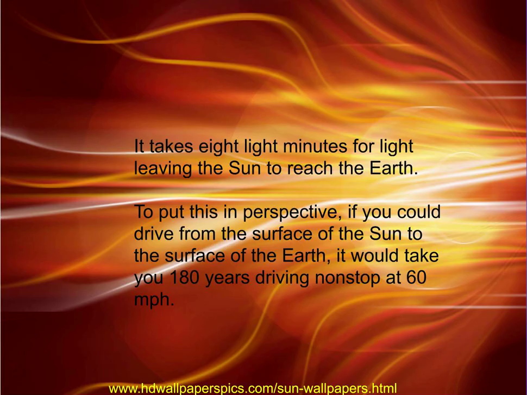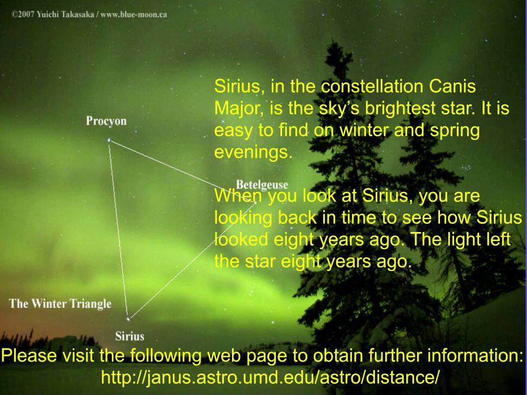Now, for the sun, it takes about 8 minutes of time for light to reach the Earth. That's pretty quick, and that may not seem to us to be pretty quick, but to understand this, it would take you 180 years driving non-stop at 60 miles per hour to get from the sun to the Earth. Now, just to take a look at that, Sirius is a constellation in Canis Major. It's in the night sky in the winter. It's one of the brightest stars there is. So when you look at Sirius, you're actually looking back into time about 8 years. It took that light 8 years to get from the star to the Earth.